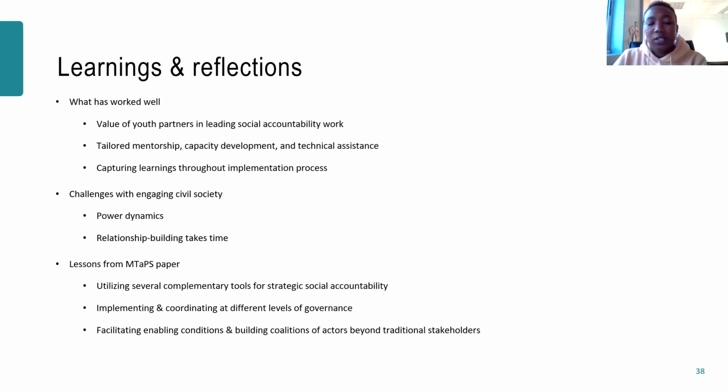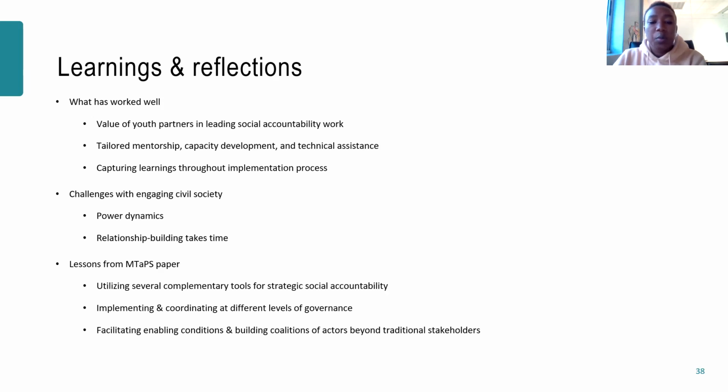So we're going to talk about the lessons from the MTaPS paper that we've been talking about here. And Yarrow and YSD have already been using several of the lessons from the MTaPS paper, as the paper was based on great research from Fox and others that was also incorporated into our theory of change and social accountability work plans. This includes utilizing several complementary tools for strategic social accountability.